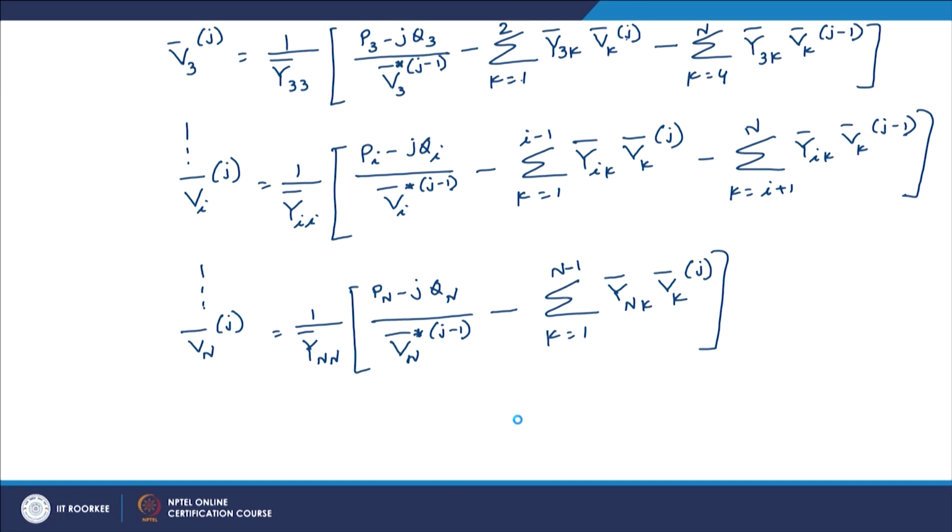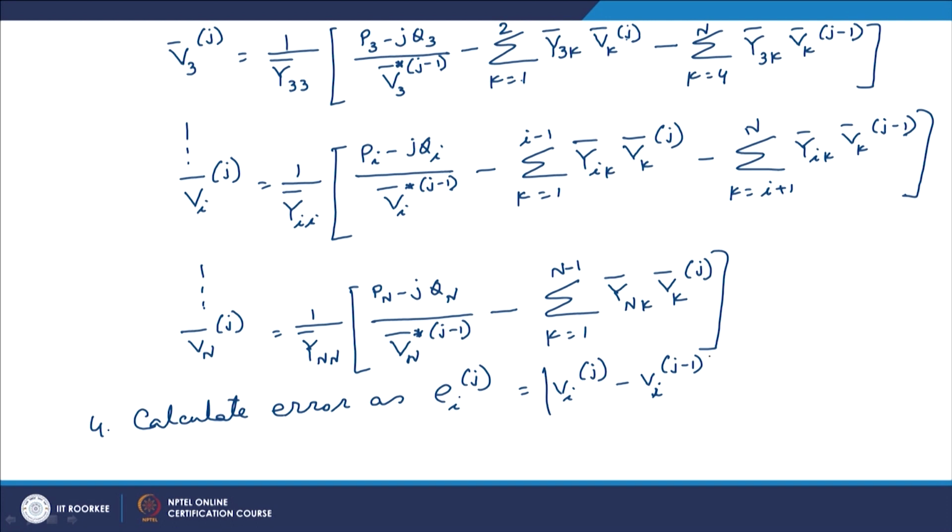After this, what will we do? We go to the next step. In the next step, we calculate the error as Ei at the jth iteration as the mod of Vi at the jth iteration minus Vi at the j minus 1th iteration, for all i is equal to 2 to n.